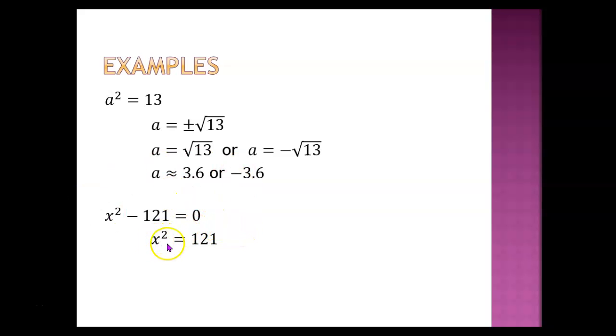We go from x squared equaling a number to x equaling plus or minus the square root of that number. So x is either the positive square root of 121, which is 11, or x equals negative 11.